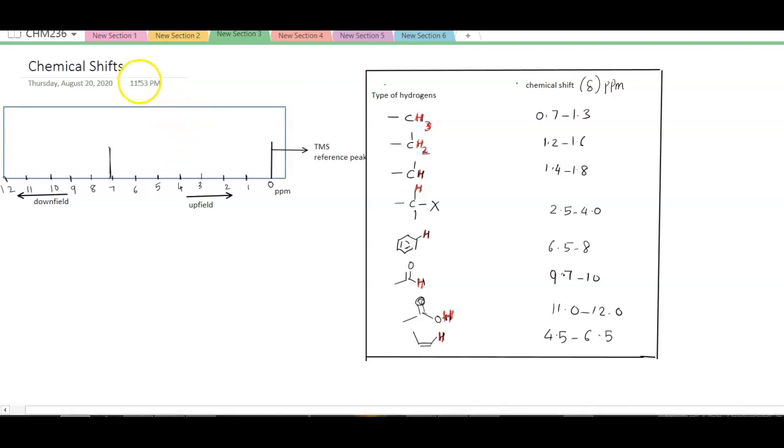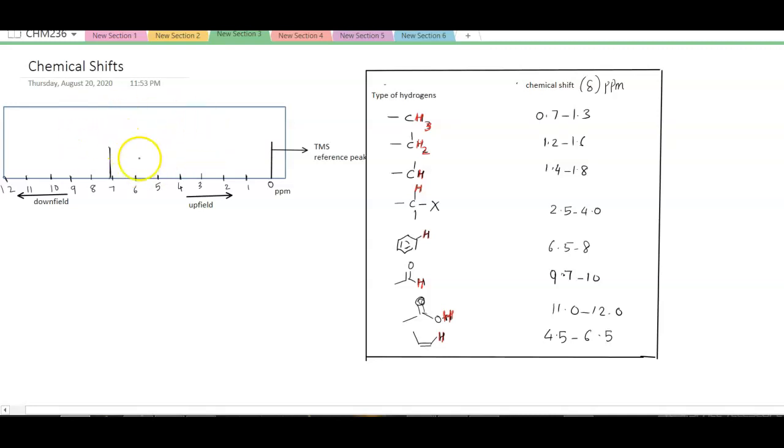Before we talk about the location of the signals, let's understand what we mean by chemical shift. One of the major advantages of NMR is knowing where the signals will appear. Just like when you studied IR spectroscopy, if you recall, a carbonyl peak would appear around 1700 centimeter inverse, or an OH peak would appear close to the 3000 centimeter inverse region, right?